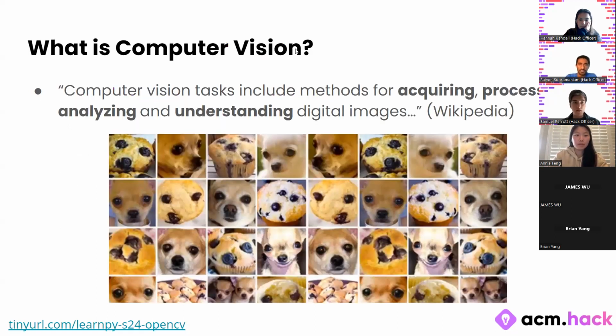Okay. So what is computer vision? I pulled this from Wikipedia. It basically says computer vision tasks include methods for acquiring, processing, analyzing, and understanding digital images. One such task could be identifying, given a set of photos, which are dogs and which are, I guess, blueberry muffins. But the key here is to recognize those four main areas of focus, right? Acquiring digital images, processing digital images, analyzing digital images, and understanding digital images.